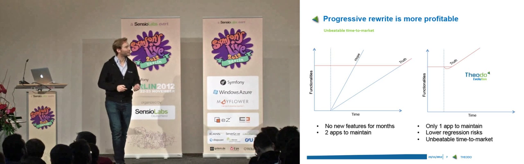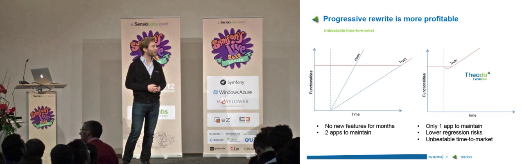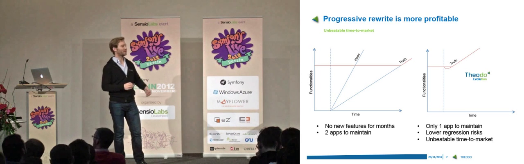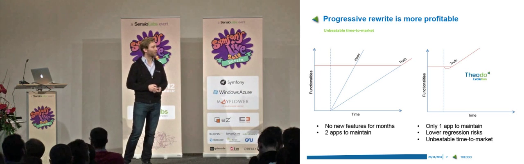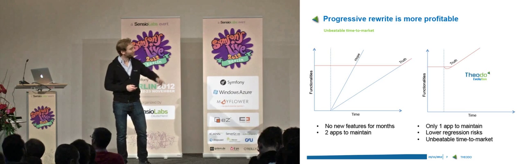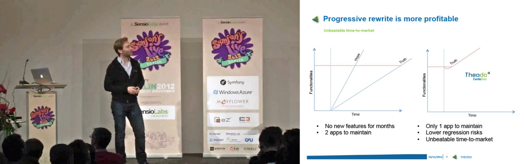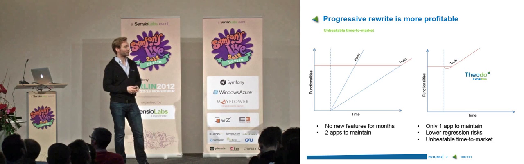So let's sum this up with a small graph. Imagine you are considering the application and the number of functionalities over time. You have your legacy application there. It's stable because you're unable to add new functionalities. And you think, okay, now let's rewrite it from scratch. And that's what you hope for.